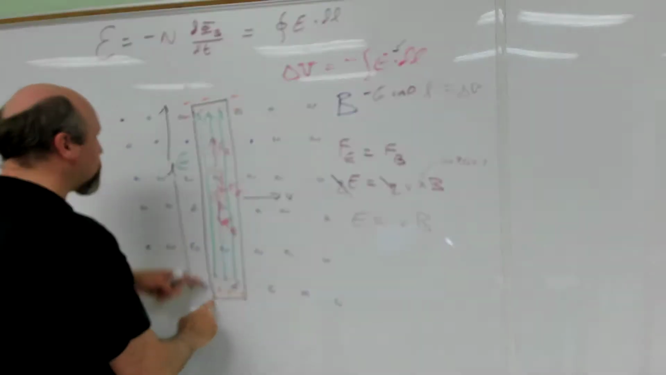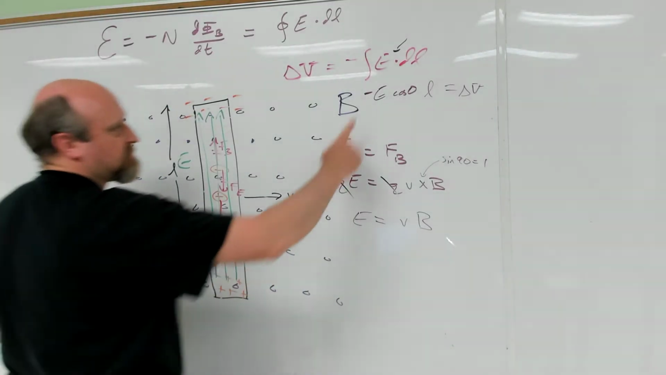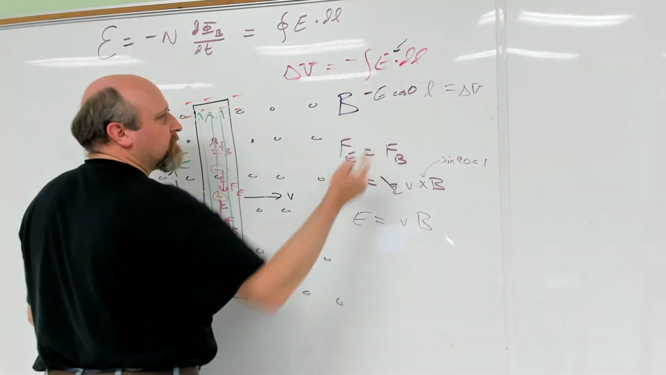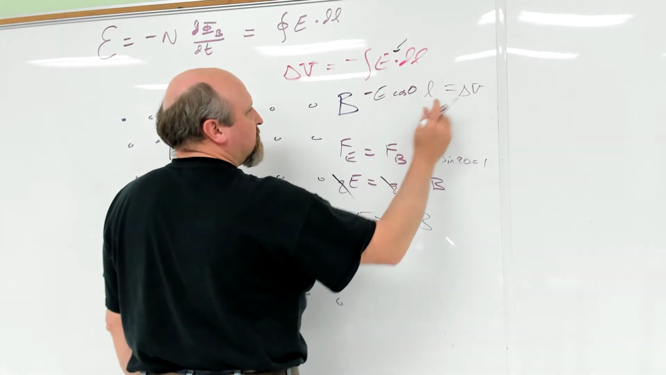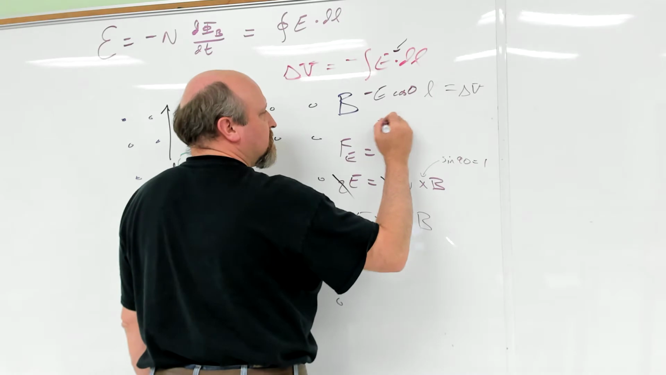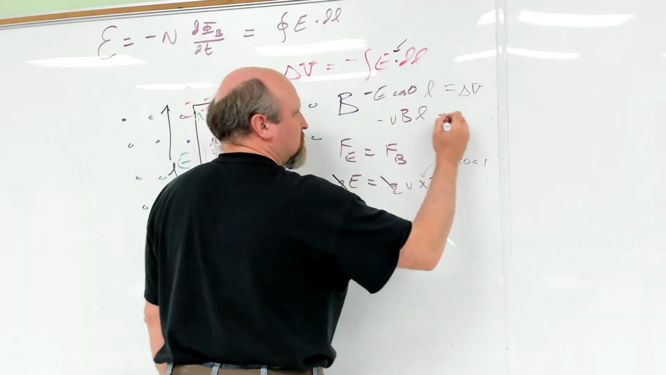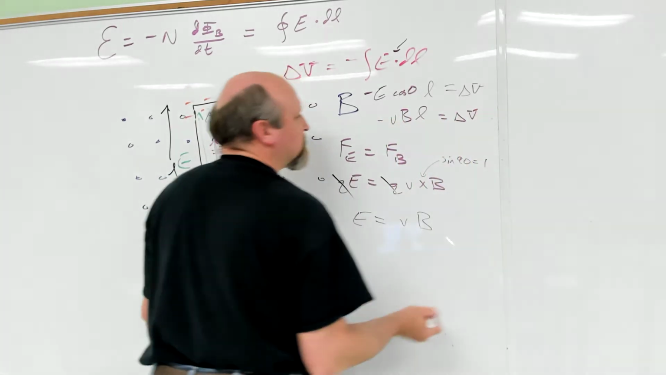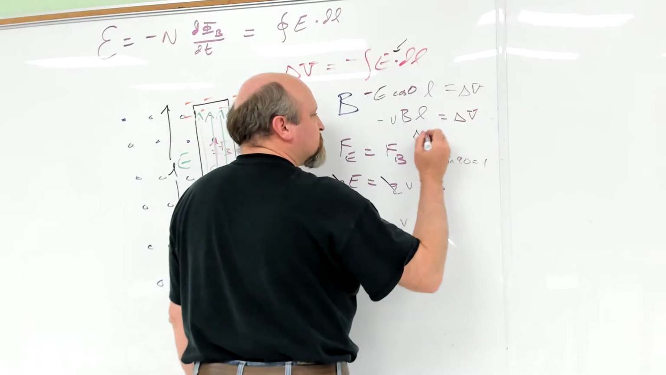Notice I'm going from here to here, I'm going down in voltage, so that sign really ought to be there. And so if I do this, I can find my voltage. E, we just figured out, was VB. So what's this going to be? That's my delta V.